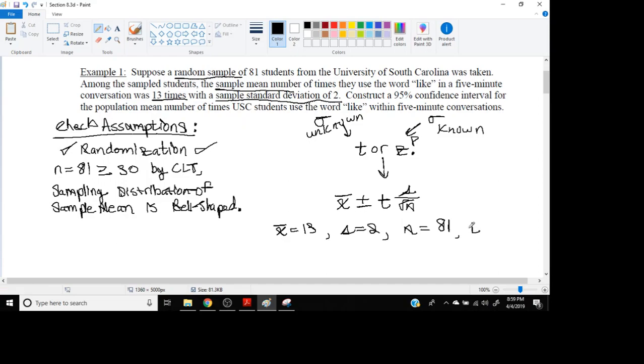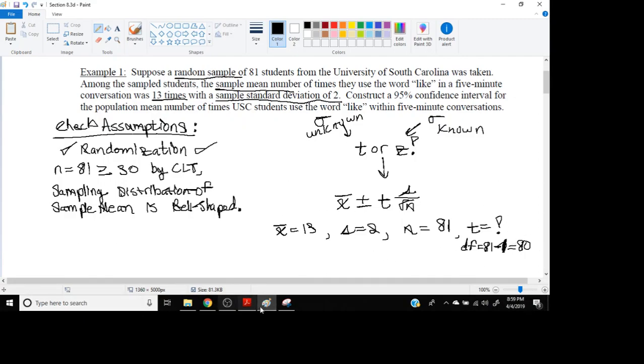But what about T? Okay. Well, T depends on degrees of freedom. Remember, degrees of freedom equals N minus 1. Our N here is 81. 81 minus 1 is 80. Okay. So the degrees of freedom here is 80. So how do we find this T here? There are a couple of ways. You can use technology or you can use a table.